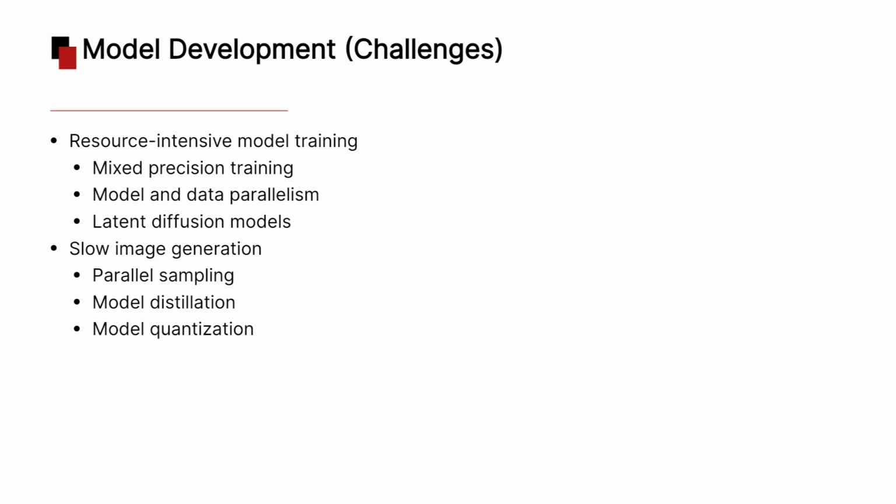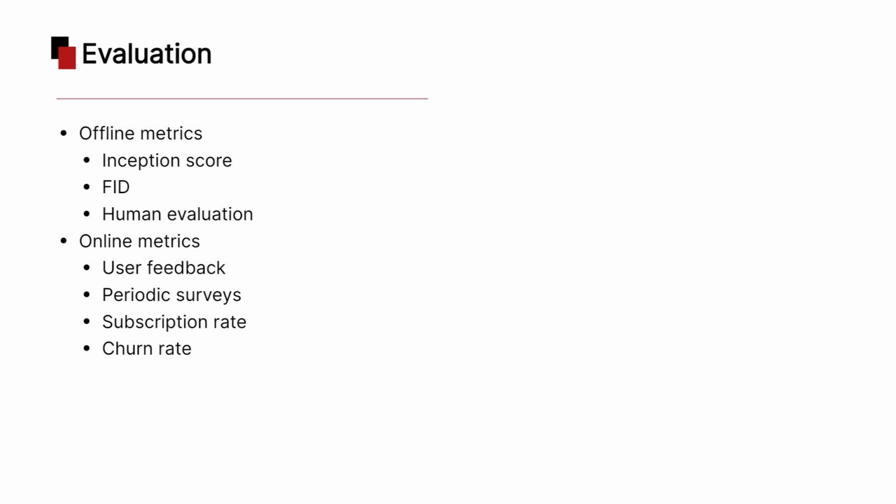Model distillation. A smaller, faster student model is trained to replicate the outputs of the larger diffusion model, allowing much quicker inference. Model quantization reduces the precision of the weights and activations in the model to decrease computational cost and memory footprint during sampling, with minimal loss in output quality. Together, these strategies aim to make diffusion-based text-to-image generation more practical for real-world applications while maintaining high image quality.